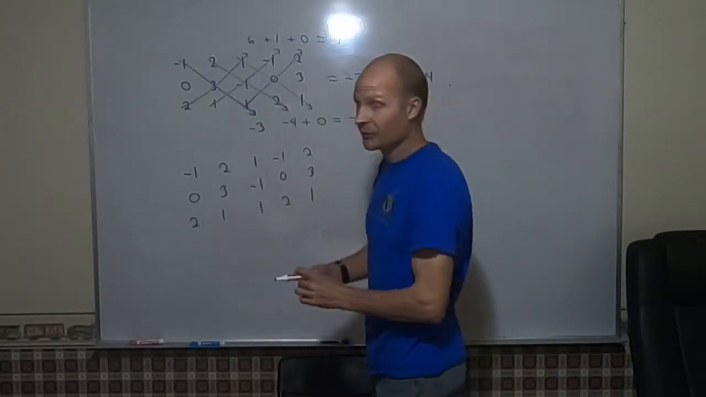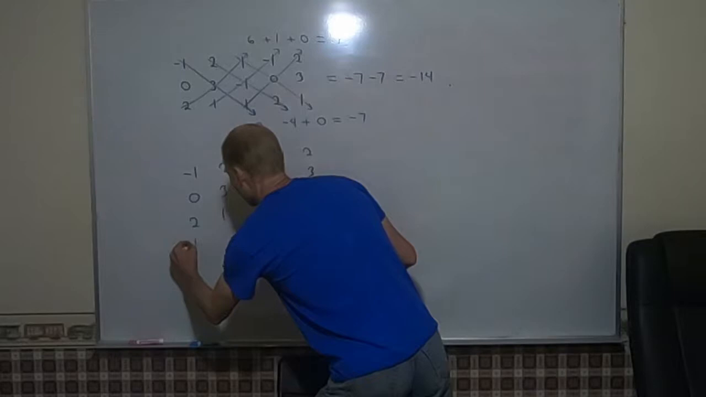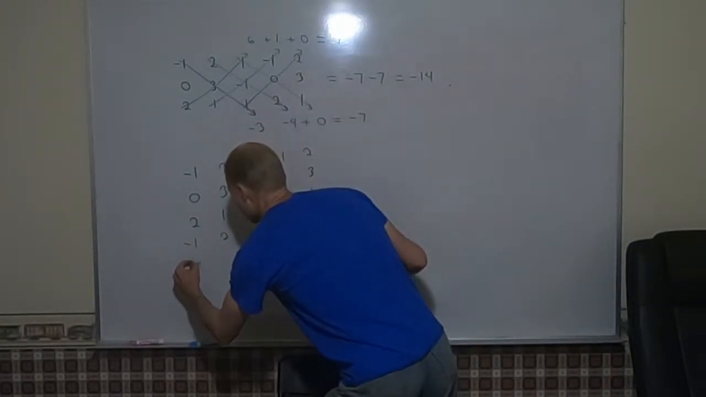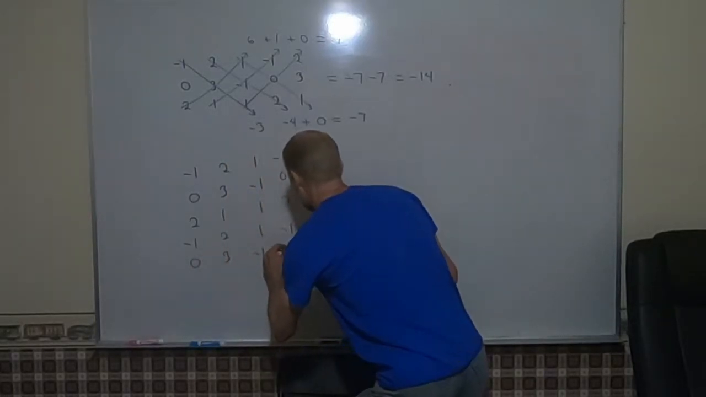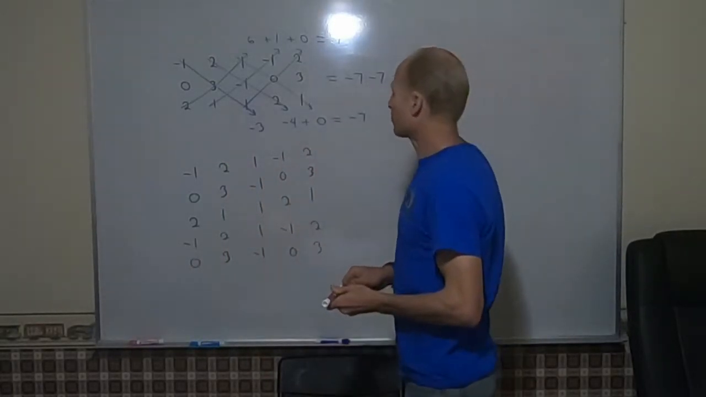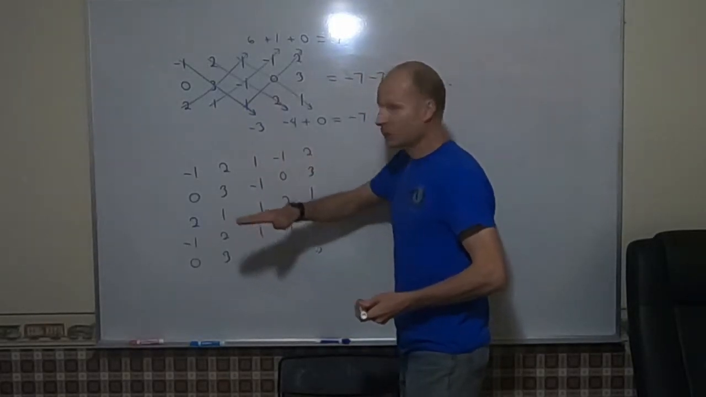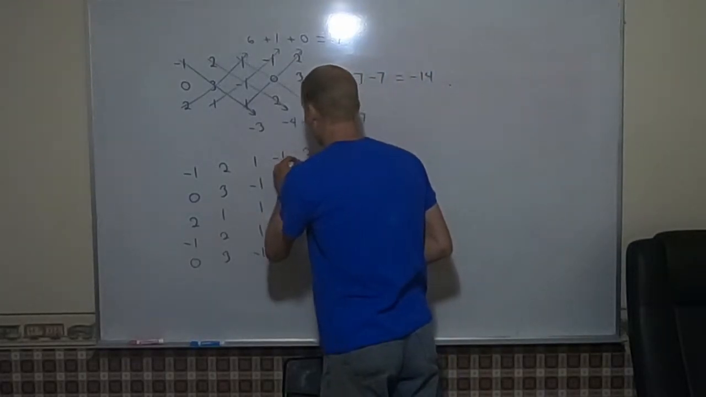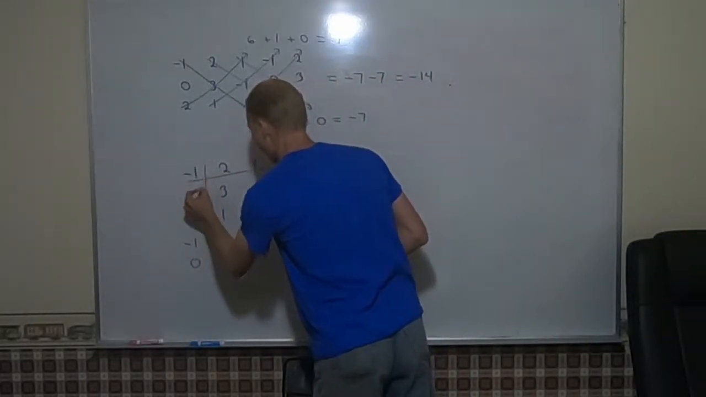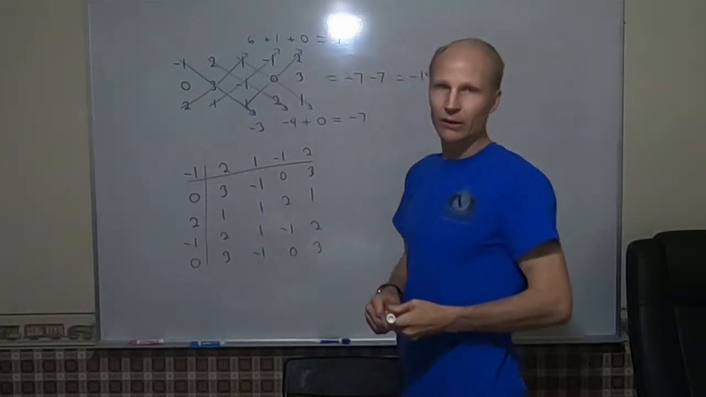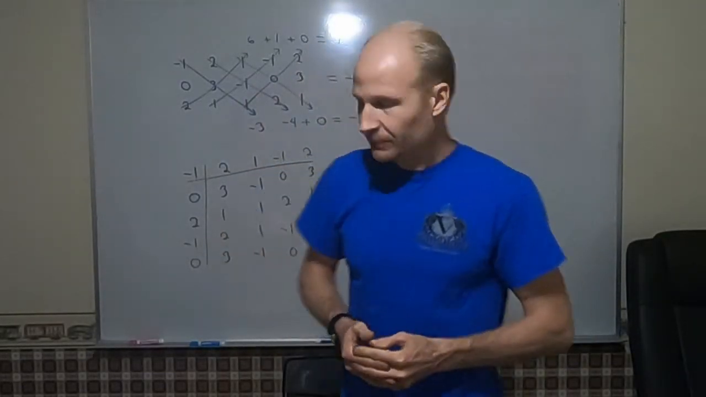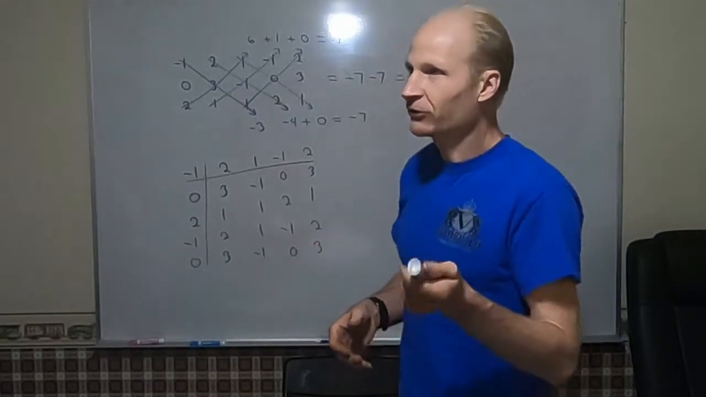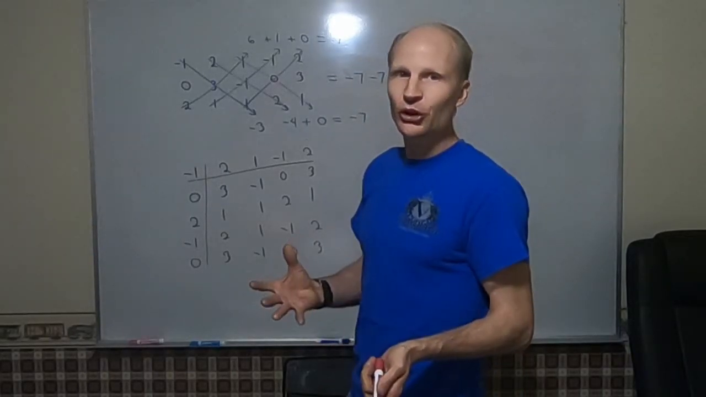And we're going to go down and repeat the first two rows. Negative 1, 2, 1, negative 1, 2, 0, 3, negative 1, 0, 3. So we have repeated the first two columns, and we have repeated the first two rows. Next, what you want to do next is start finding what I call mini determinants. They're not actually determinants, but they kind of look like them.